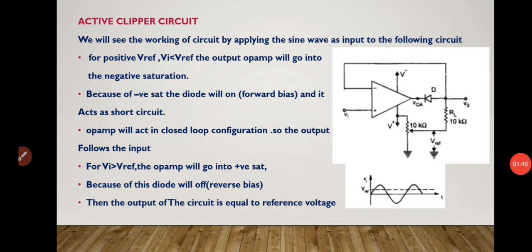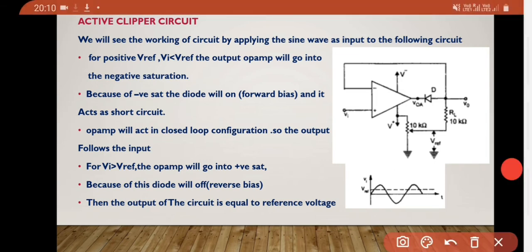Active clipper circuit. We will see the working of the circuit by applying a sine wave as input to the following circuit. For a positive V reference, when the condition Vi is less than V reference, the output of the op-amp will go into negative saturation. Whenever it goes into negative saturation, the negative is connected to the cathode of the diode, so it becomes forward biased, and the diode will conduct and become a short circuit. It will act as a closed loop configuration and become a voltage follower, and the output will be equal to the input. The output follows the input.